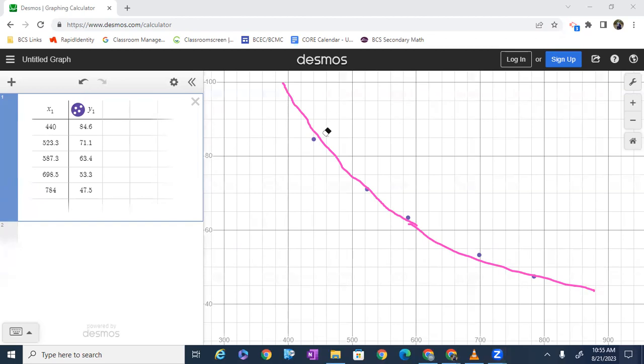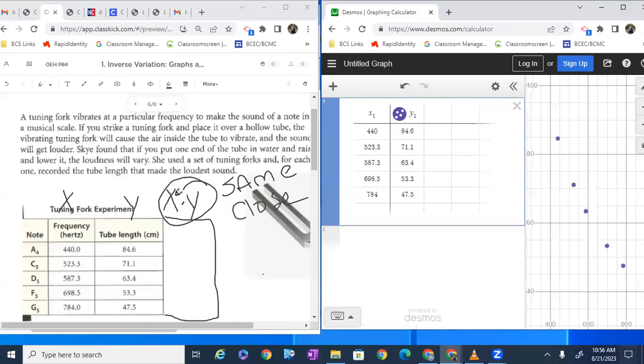So let's go ahead and erase this, and we're going to go back to our table. We're going to use those skills that we have. I'm going to look at that X times Y, so I'm going to come back up here and see if they are all very close to each other or the same. So X1 times Y1. And what you'll notice is all the numbers are 37,200 and something, but they're all really, really close to each other.